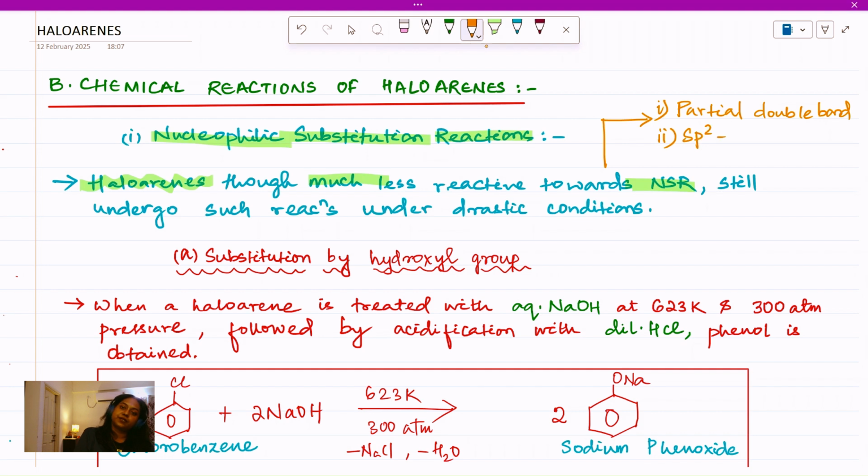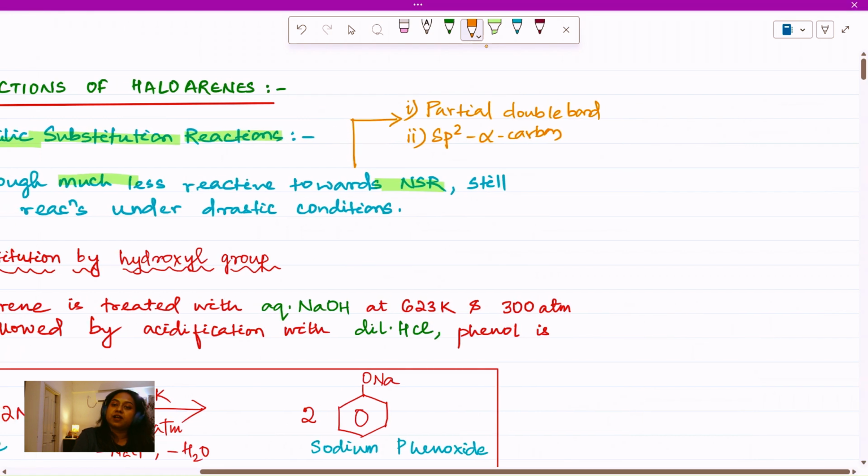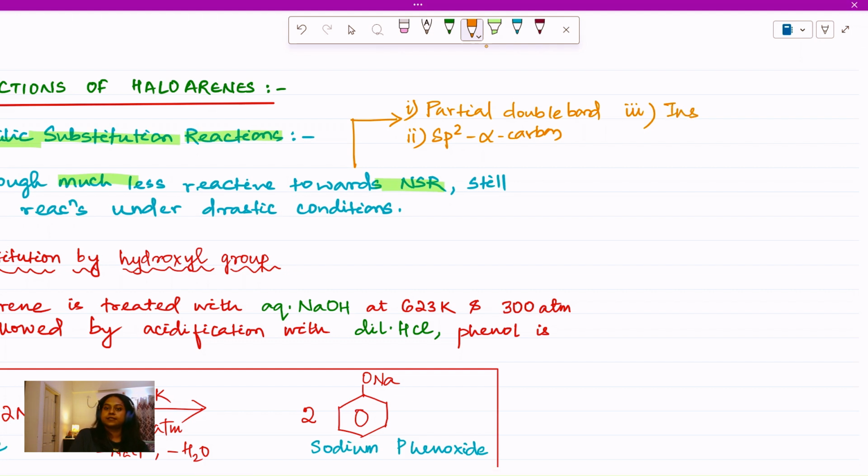The first reason is a partial double bond that exists between the halogen atom and your benzene. This partial double bond is the reason number one why they show less reactivity. Second is the sp2 alpha carbon. We've covered this in class today itself. The third reason is instability of the phenyl carbocation. You'll find all of these points in the NCERT textbook itself.